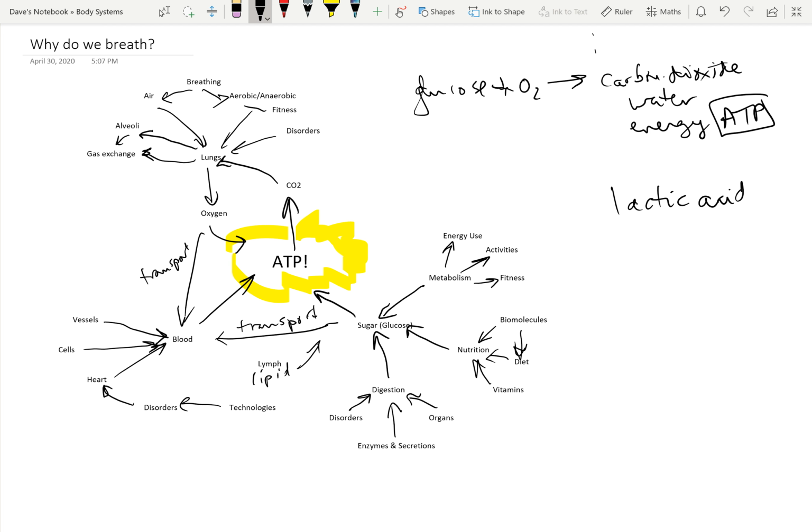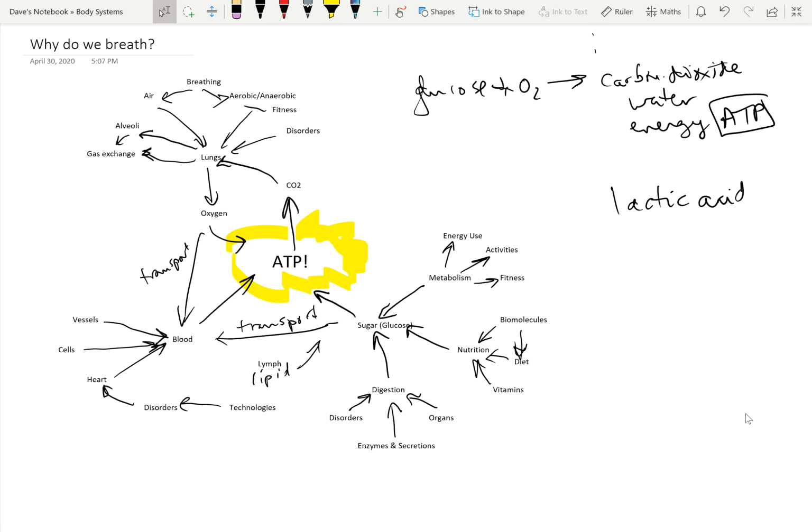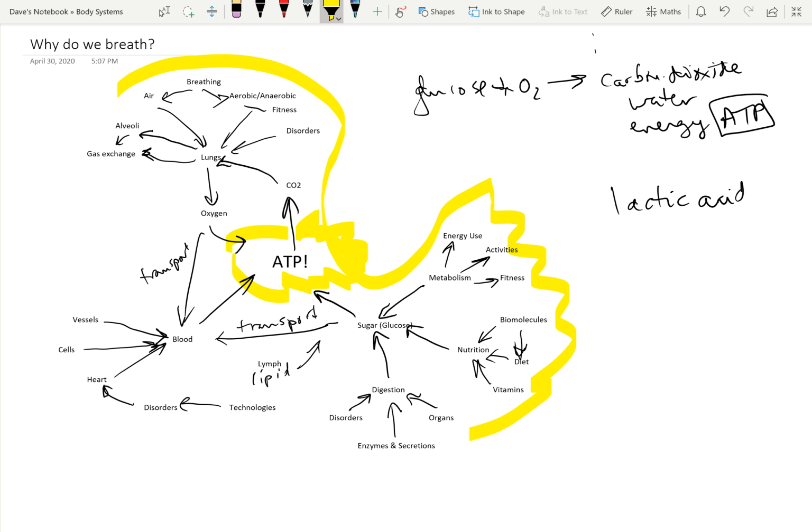So essentially, this process is all about energy, and all three of these systems work together very much to integrate getting energy so that we can live. So you could say it's basically all about life in whatever form we find it.